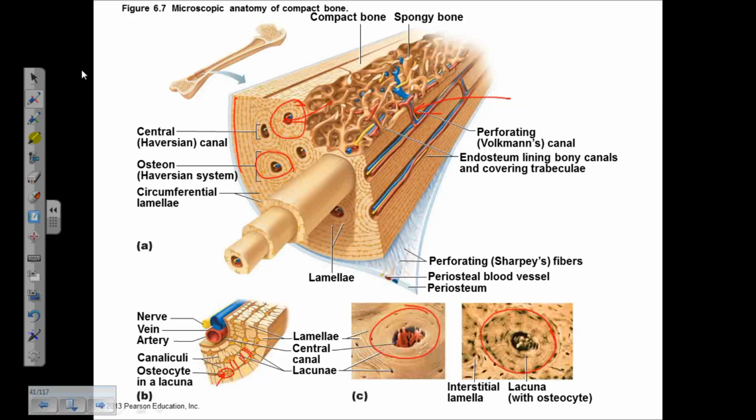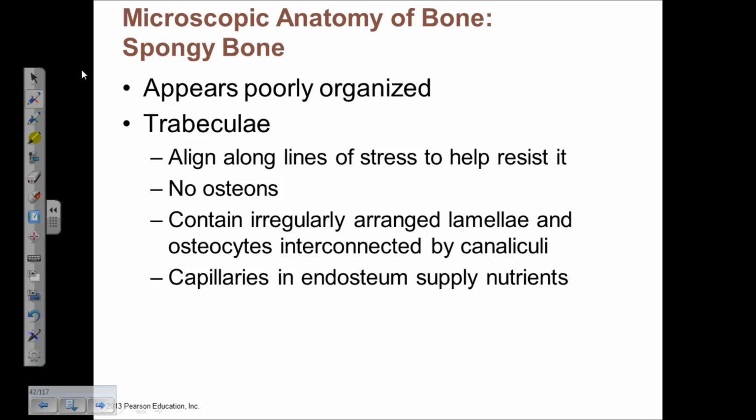Circumferential lamellae provide additional structural framework for the diaphysis, and those interstitial lamellae, like here or here, are, as I mentioned, leftovers from the previous generations of the osteons. When you take a look at the spongy bone, it looks like it's not terribly well organized. Okay?